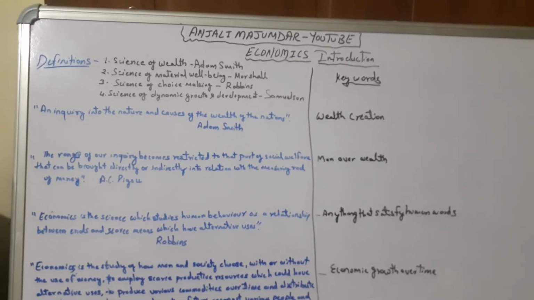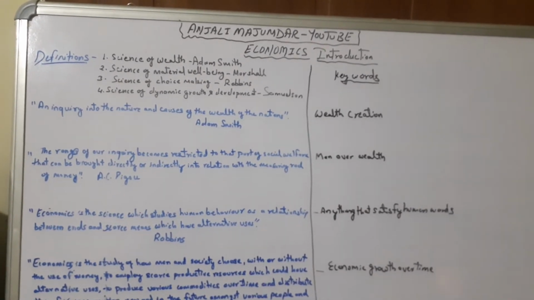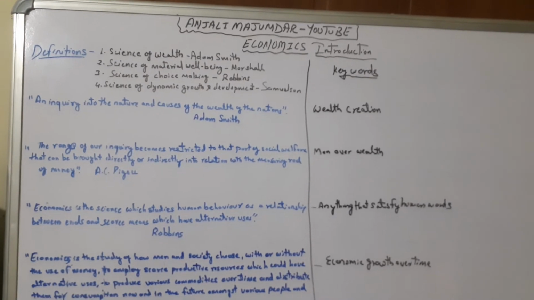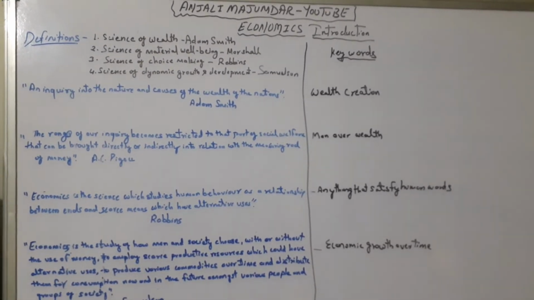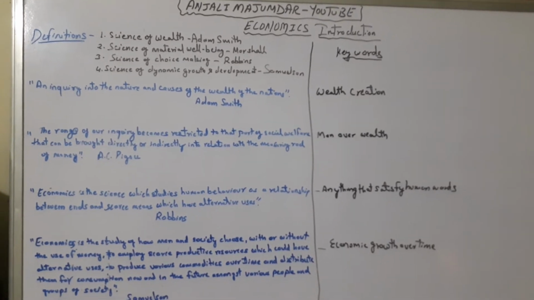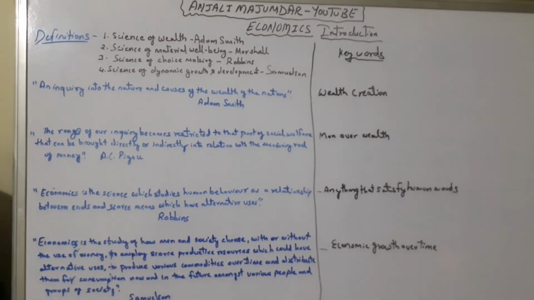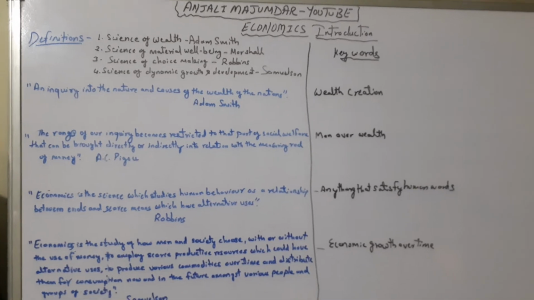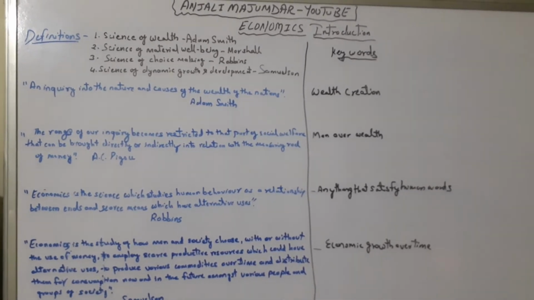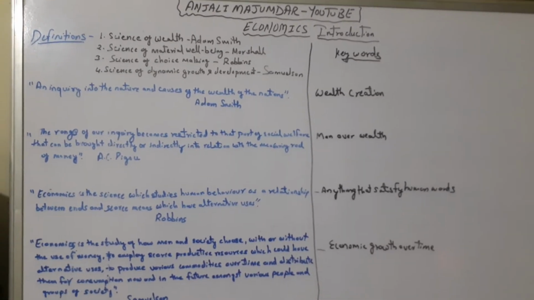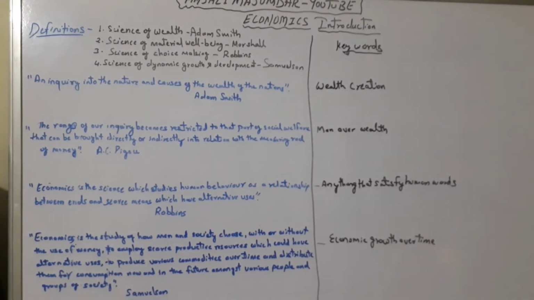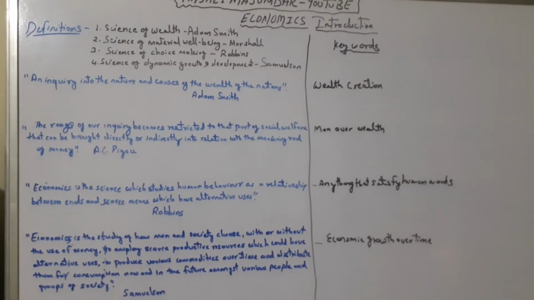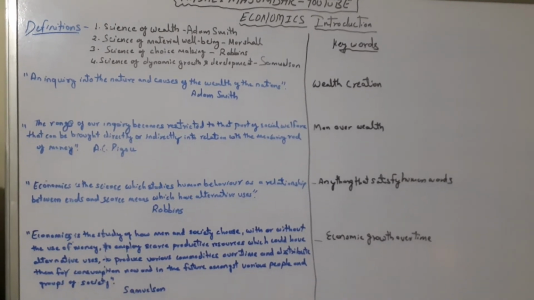That means Adam Smith gave all-around focus to wealth creation, saying that wealth creation is the only solution to any sort of problem in an economy. But here, in the second definition, it is mentioned that man needs social welfare that can be measured with the unit of money, right? Those things should be taken into consideration. Therefore, the keyword is man over wealth.